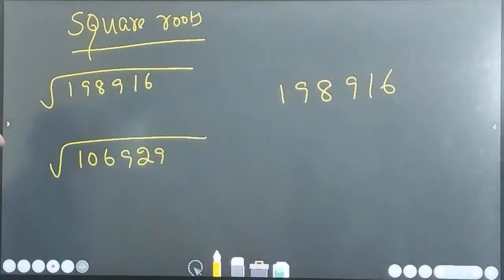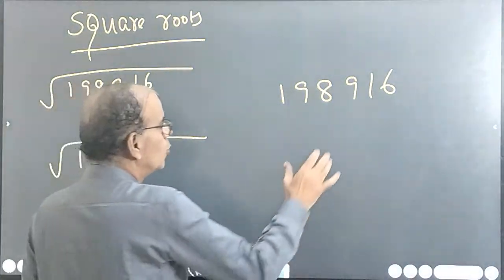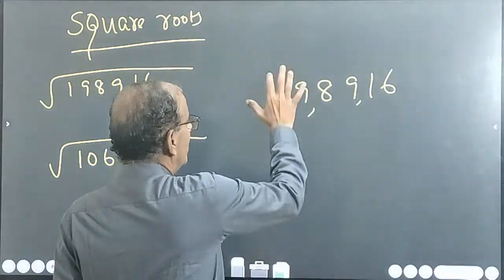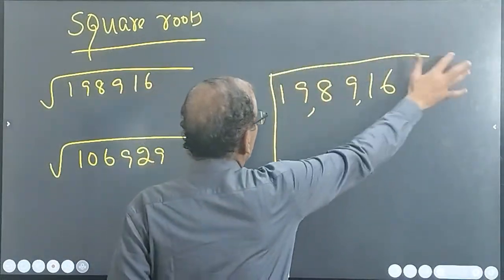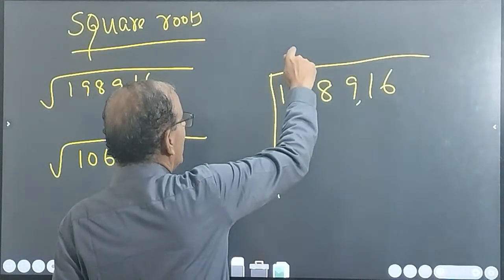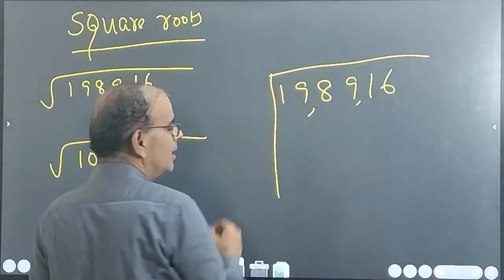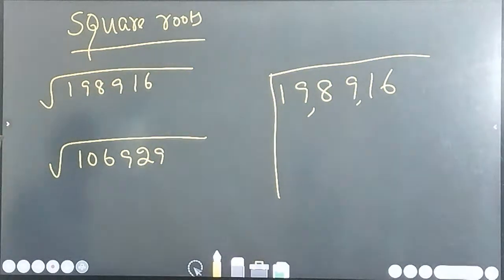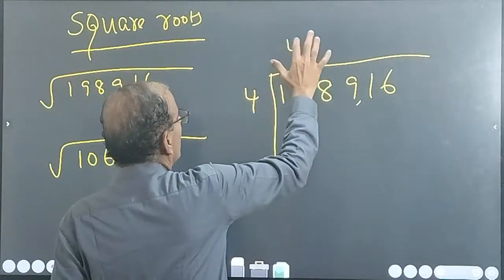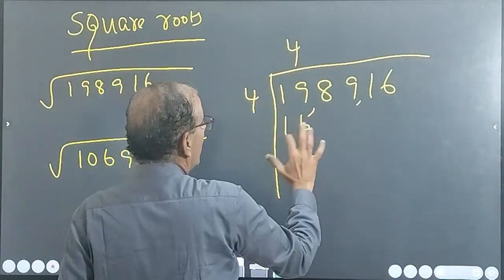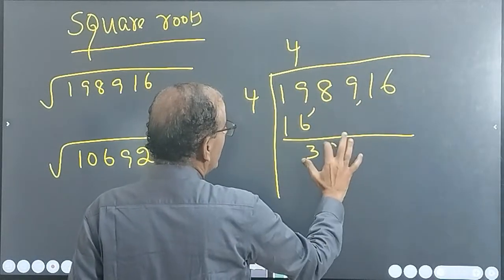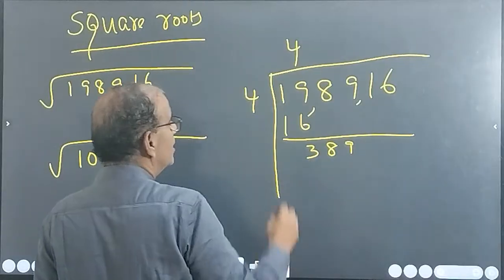From the right side you mark off two digits, like this. Then you put a division shape like this. Here you put one number, the same number, and multiply. It should be less than 19. 4 into 4, 16. 9 minus 6 is 3. This 98, you bring it down here.